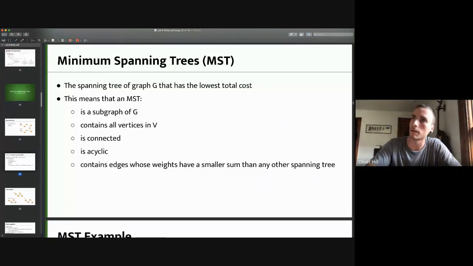So the spanning tree, this is not true. The minimum spanning tree of a graph G that has the lowest total cost is the tree that has the lowest total cost. This line is messed up. We could just write here that the one that has the lowest total cost is the MST. This means that an MST is a subgraph of G, contains all the vertices in V, is connected and acyclic, and the edges have a smaller sum. It contains all the edges, the sum of which is smaller than any other spanning tree.